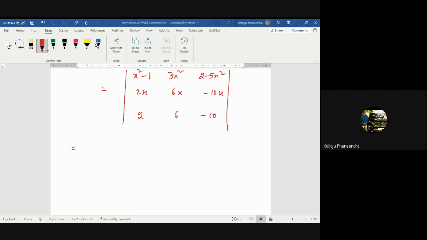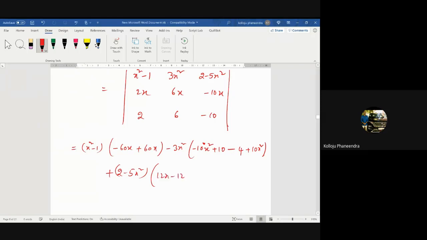Now evaluate this determinant: x square minus 1 into minus 60x plus 60x. Is it correct? Minus 60x plus 60x, correct? Minus 3x square into this part, minus 10x square plus 10x square. Is it correct? Right. Next one, plus 2 minus 5x square. This is 12x minus 12x.